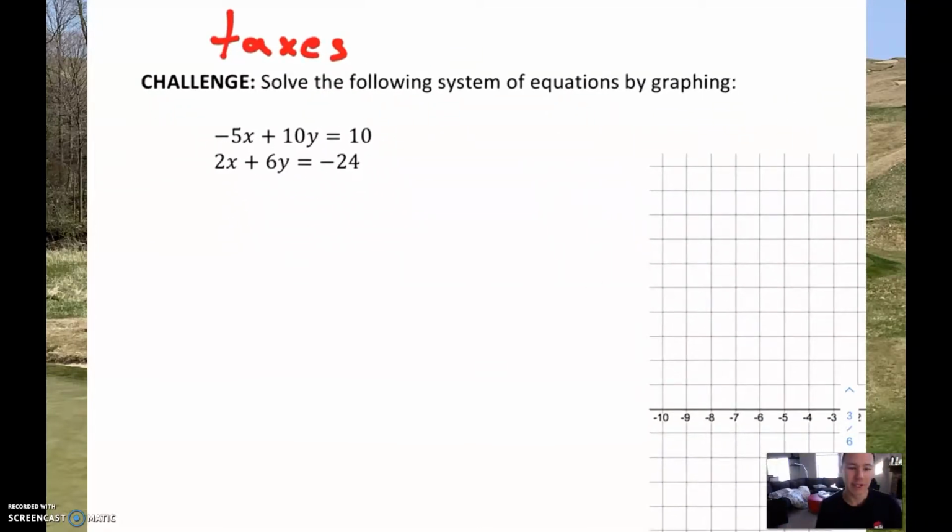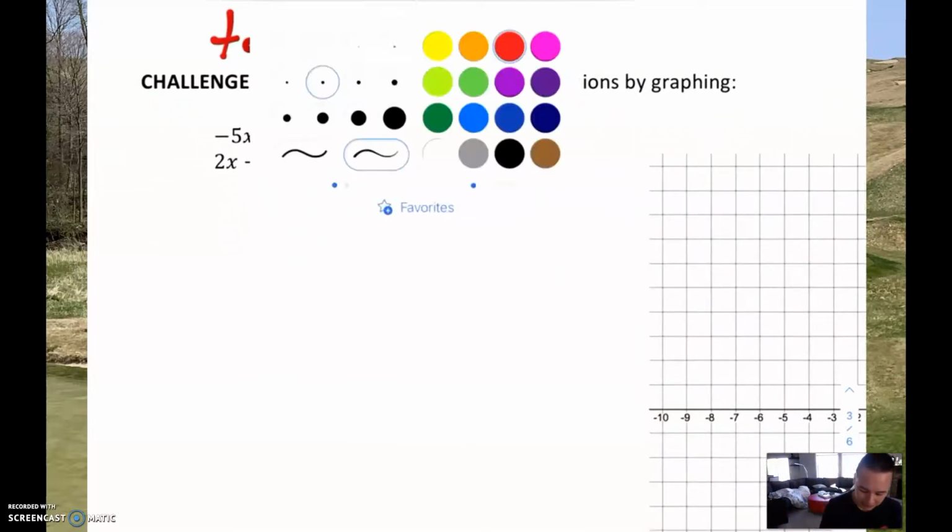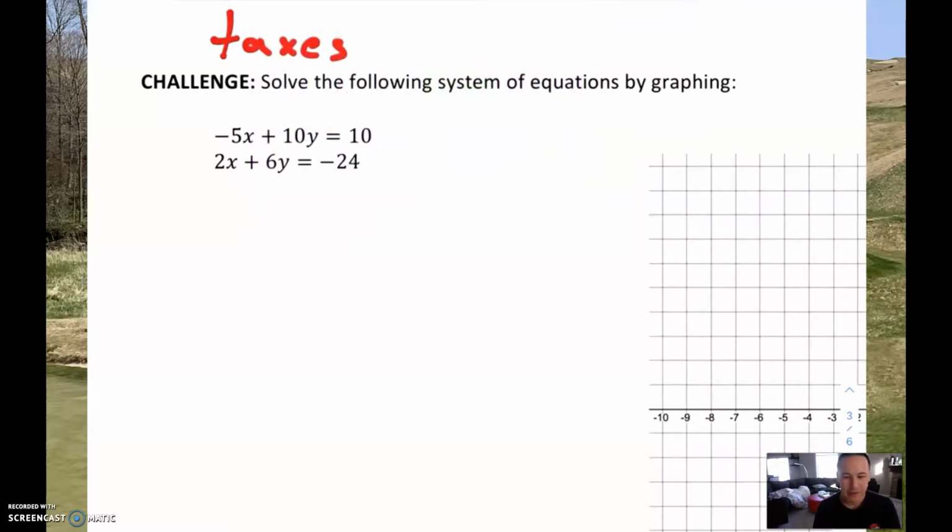We're going to move on to the challenge, and you'll notice something different about these. They aren't in slope-intercept form. Do you remember what kind of form this is? That's right, it's standard form. And later on in the course, I'm going to show you a much easier way of solving these, called elimination. But right now, I don't want you to forget how you could graph things that are in standard form. So let's start with the first one.